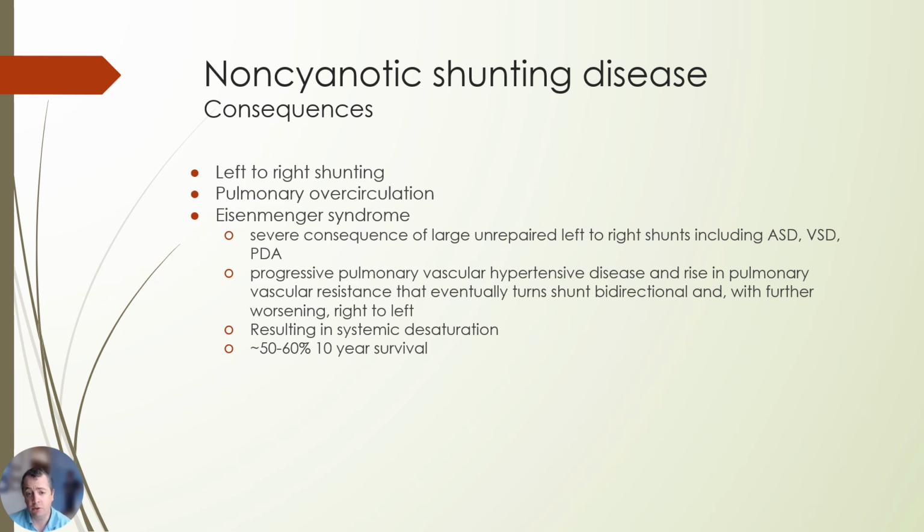And then Eisenmenger syndrome, which is the severe consequence of a large unrepaired left to right shunt, including ASD, VSD, PDA. It's progressive pulmonary hypertension with a rise in PVR that eventually turns the shunt bidirectional, and with further worsening right to left, resulting in systemic desaturation, and survival once that sets in is rather poor, 50 to 60% survival over 10 years.